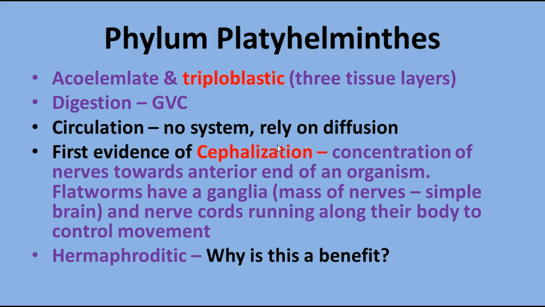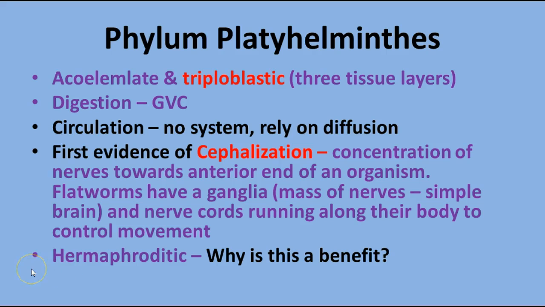When we talked about cnidarians, we talked about a nerve net, or an even distribution of nerves throughout the body. And when we get to flatworms, we're going to have the first evidence of cephalization, meaning the concentration of nerves towards the anterior end of the organism. Anterior means head, so think of it as more of a brain. In a flatworm, we're going to have a ganglia, or a mass of nerves, and this serves as a simple brain, and then two nerve cords running along their body to control their movement.